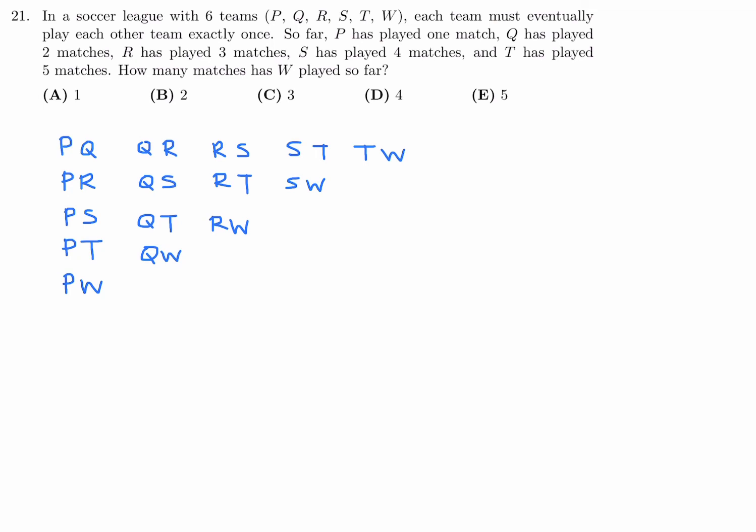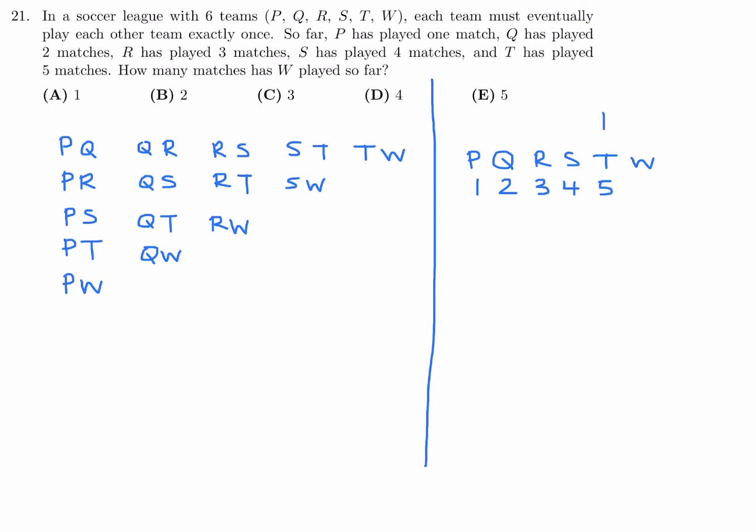Now we turn our attention to some information they give me. That is that Q has played 2 matches. P had played 1. R, they're saying, has played 3. S had played 4. And T has played 5. W, we don't know. W is what we're trying to figure out. Okay. So let's talk about this.